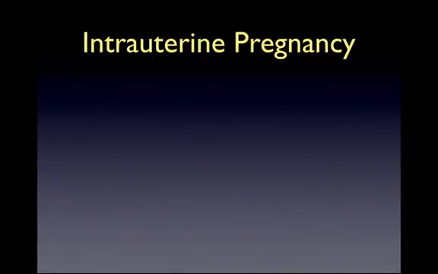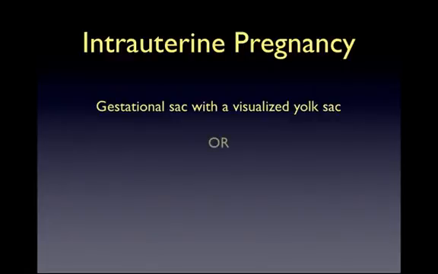The sonographic findings that are considered to confirm an IUP are visualizing a gestational sac with a yolk sac, or identifying a fetal pole with a fetal heart rate.